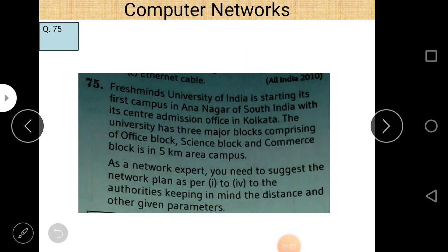Let us take another example, question number 75 of the book. Fresh Mind University of India is starting its first campus in Anna Nagar of South India, with its admission office in Kolkata. The university has three major blocks comprising office block, science block and commerce block in a 5 km area campus. As a network expert, you need to suggest the network plans to the authorities, keeping in mind the distance and other given parameters.